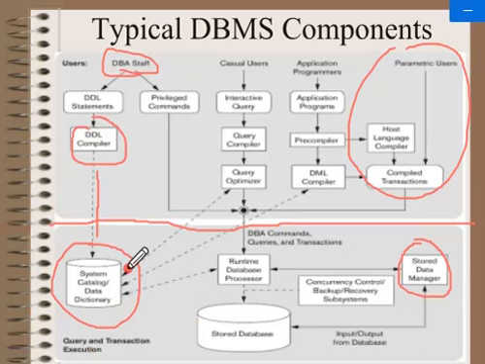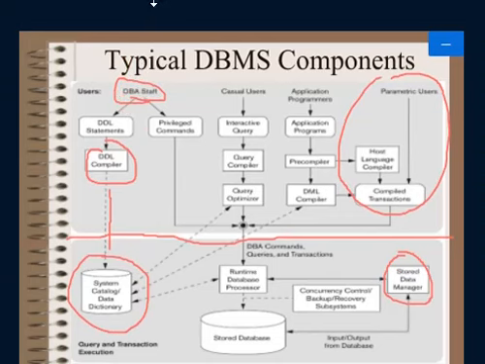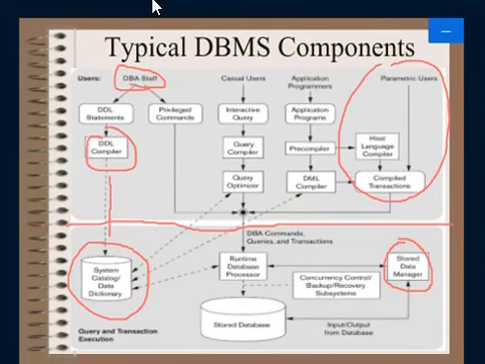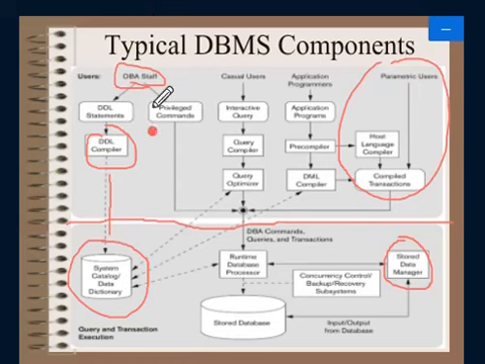So this is about the DBA. What will the DBA do? The database staff will write the DDL commands or DDL privileged commands. The DDL commands will be compiled by the DDL compiler. This DDL compiler stores the description of the schema from the DDL statement to a system catalog. That will be done by the DBMS system.